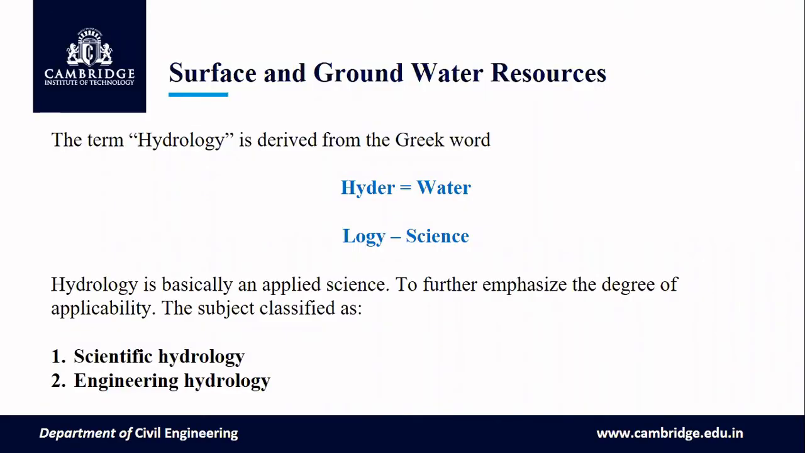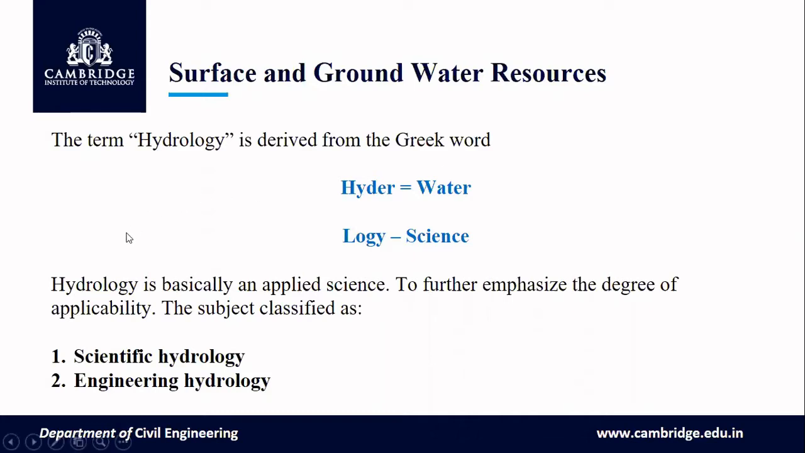The term hydrology is derived from the Greek word hydro, which means water. Logy means science. Generally, the science of the study of water is known as hydrology. Or in another way, you can define hydrology as the science which deals with the circulation, occurrence, and distribution of the water of the earth and the earth's atmosphere.